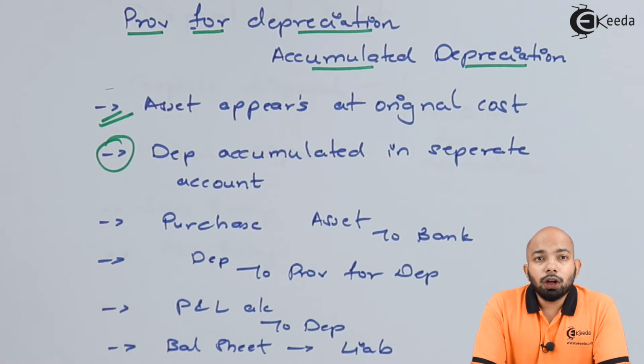Hence, when we talk about provision for depreciation, we show the assets at the original cost. That's the reason we have the depreciation accumulated in a different account rather than deducting that same depreciation every year from the asset's value, which makes sure the asset side of the balance sheet is completely strong as compared to the liability side. Now, let's check what points we have when it comes to provision for depreciation here.